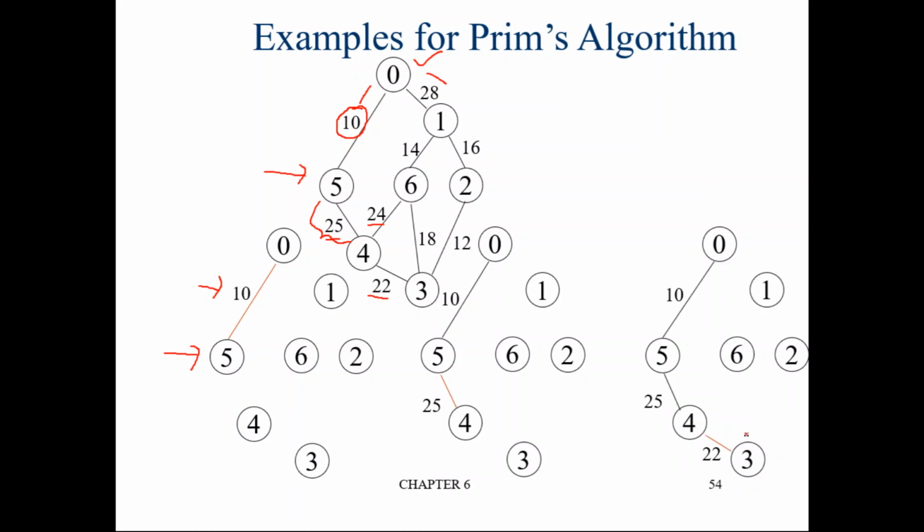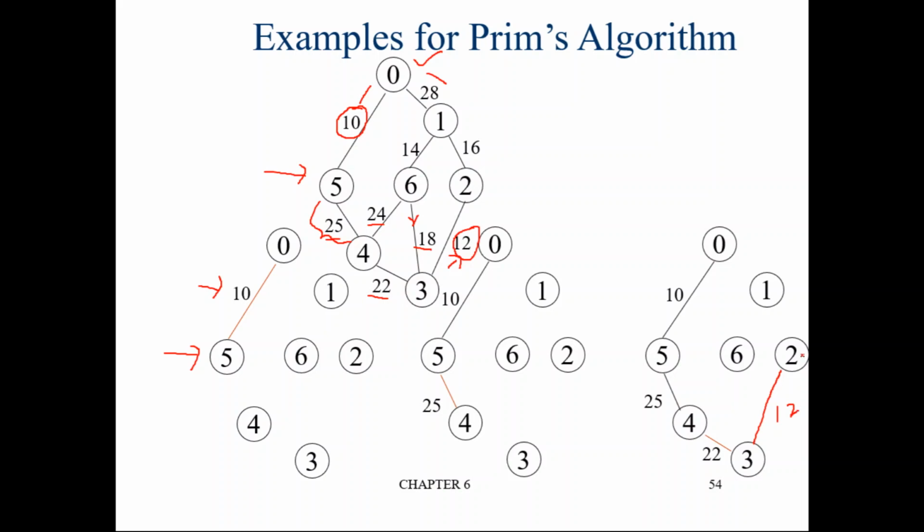Now similarly do this for vertex 3. The edge 4 to 3 is already added. So we are left with only two edges, 3 to 6 and 3 to 2. Out of these, 3 to 2 is the one with the least cost, because its weight is 12, and the edge between 3 and 6 has a weight of 18. So we will ignore 3 to 6 and take the edge between 3 and 2. We add it to the spanning tree with a weight of 12.